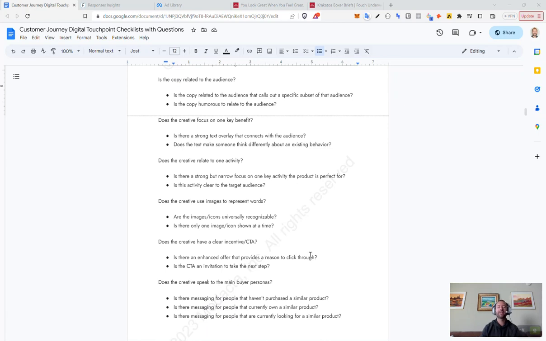Does creative relate to one activity? Is there a strong but narrow focus on one key activity the product is perfect for? Is this activity clear to the target audience? We ran this actually for a while and we fell off doing it, but it worked really, really well when we did it, when Facebook was better about interests, where we would run ads specifically around activities like hiking and things like that. And they really outperformed everything else.